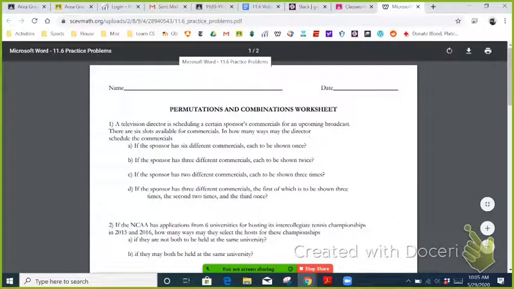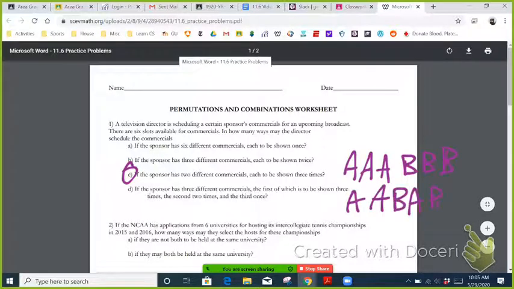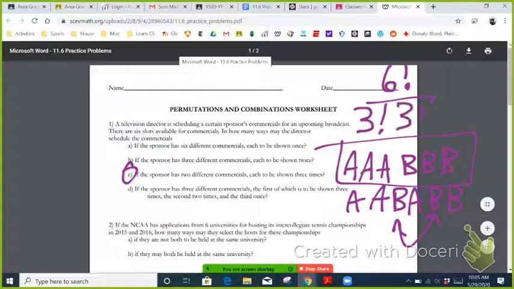So if you use the Mississippi rule for C, that's 2 different commercials shown 3 times. So it's how many ways can you order these letters? So that's 1 way, it could look like this. But if you switched around those 2 B's, it wouldn't change anything. So using the Mississippi rule, that'd be 6 factorial, because there's 6 letters, and then each one repeats 3 times. So that would be the answer for C.